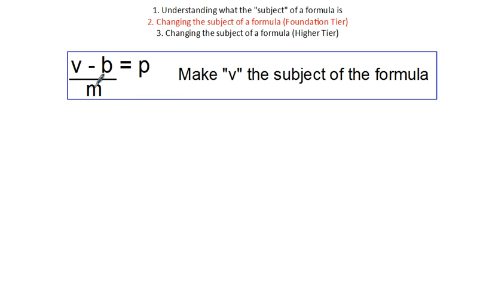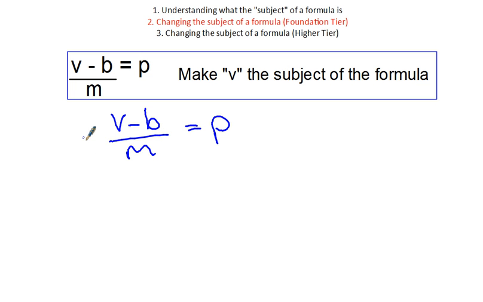And this one's already got a fraction in it. Don't let that put you off, it's exactly the same concept. So again, I'll write out the equation. Make v the subject of the formula. Right, well v is on the top of the fraction, so it's already on the left hand side, that's good. I want to get rid of this division here.